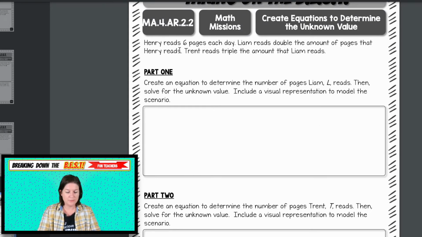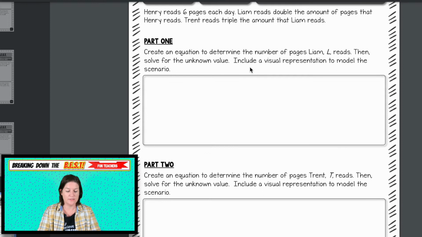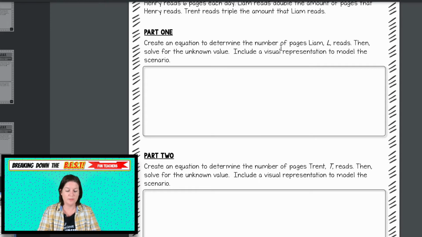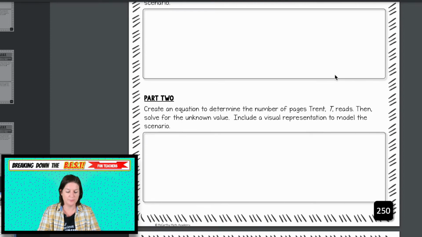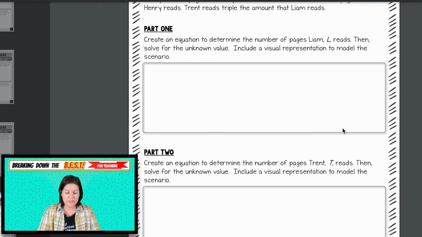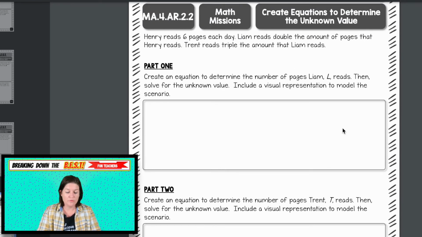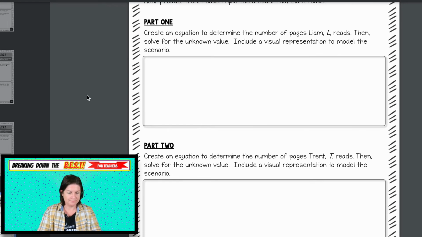This is the math mission, and it says Henry reads 6 pages a day. Liam reads double the amount of pages that Henry reads. Trent reads triple the amount that Liam reads. Create an equation to determine the number of pages Liam, L, reads. Then solve for the unknown value. Include a visual representation to model the scenario. And then the same kind of thing for Trent down here. And there is an answer key, so you know how to visually represent this and everything like that.